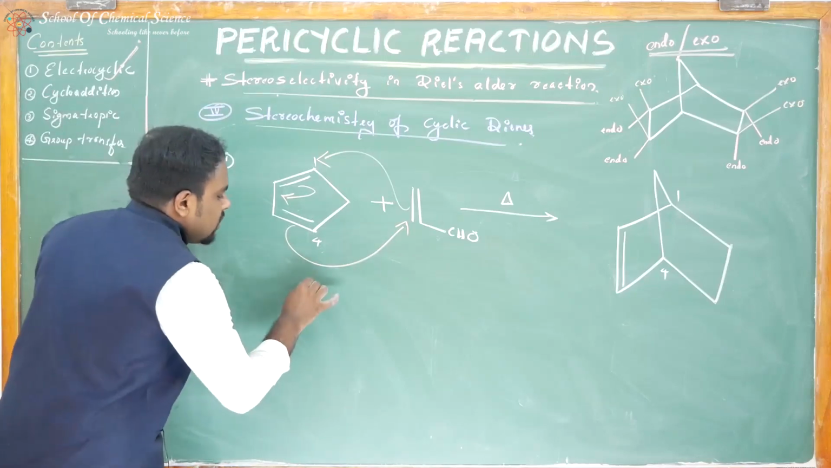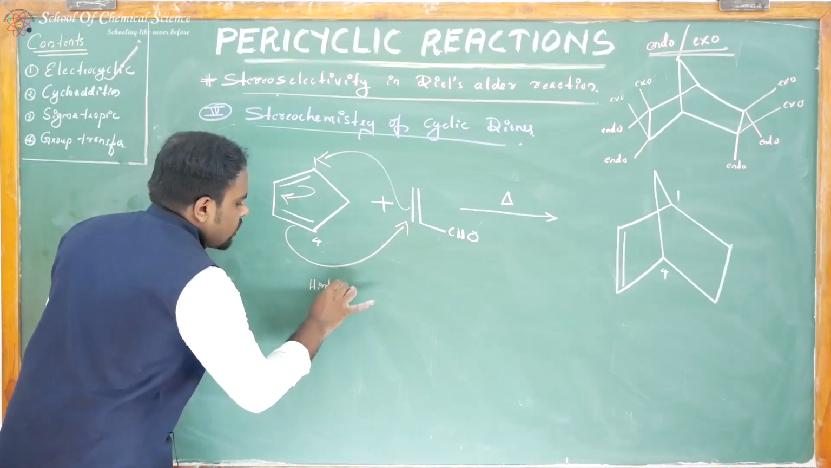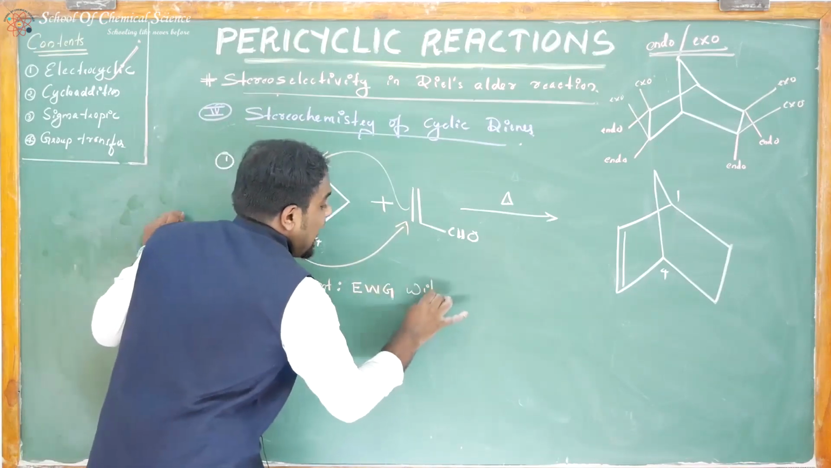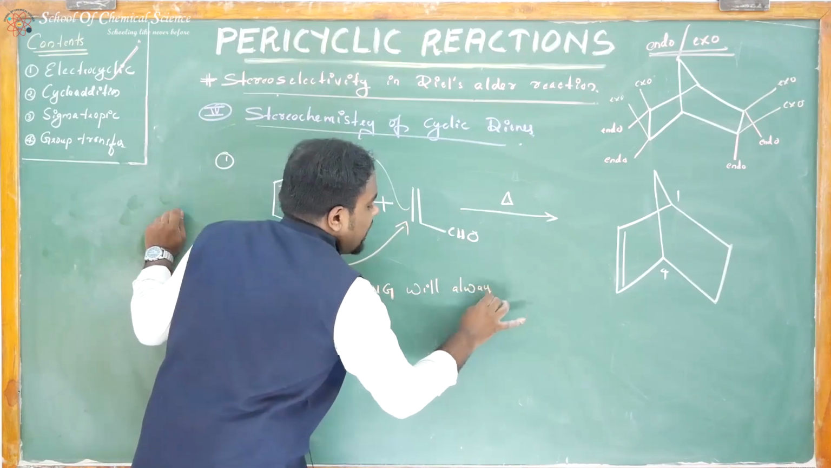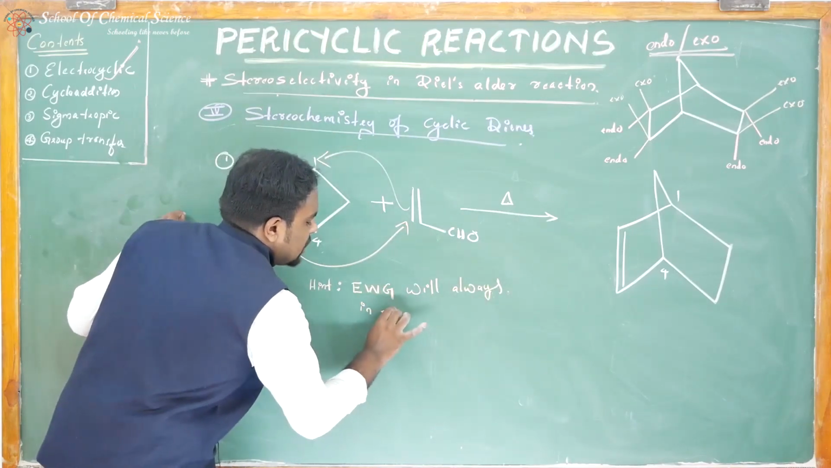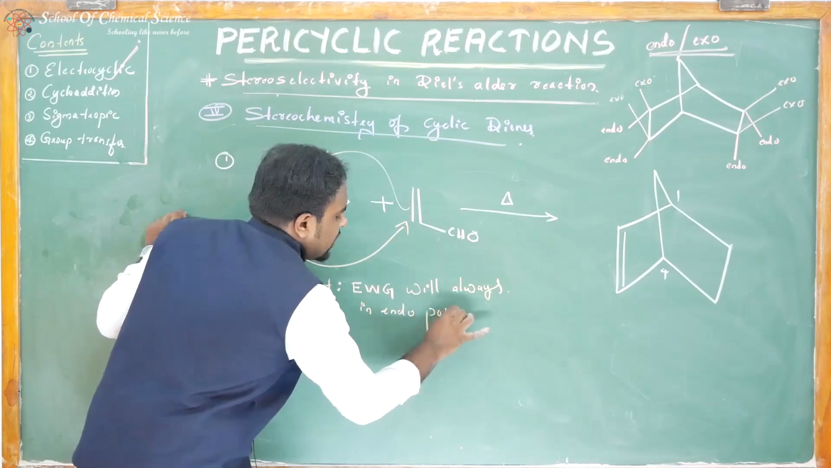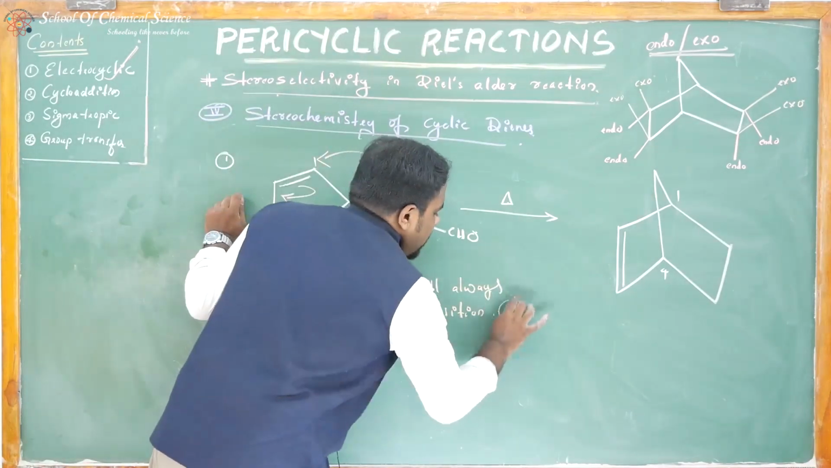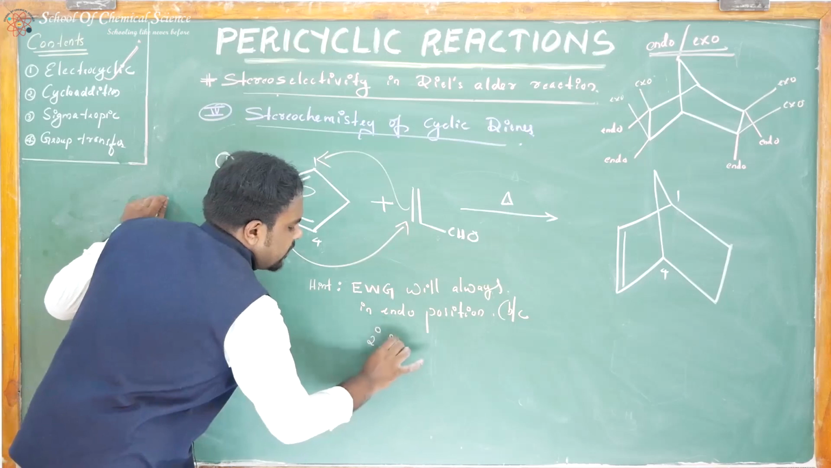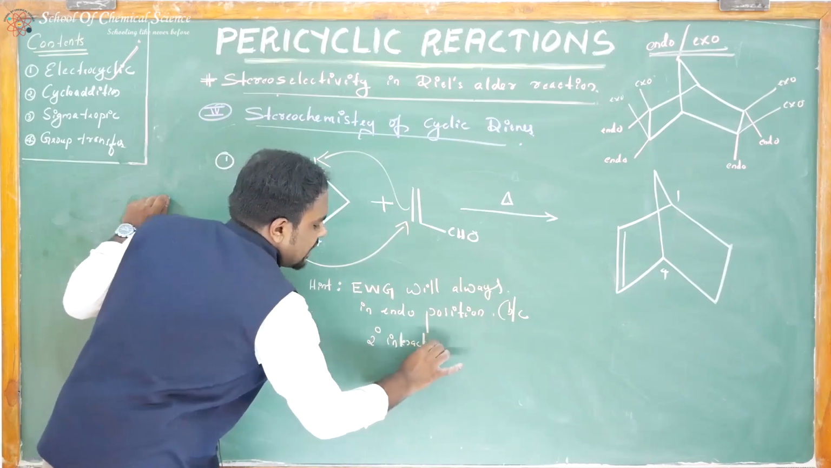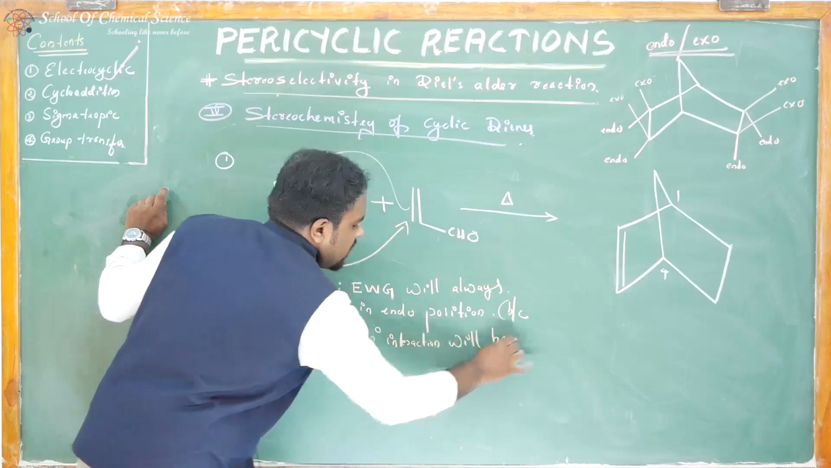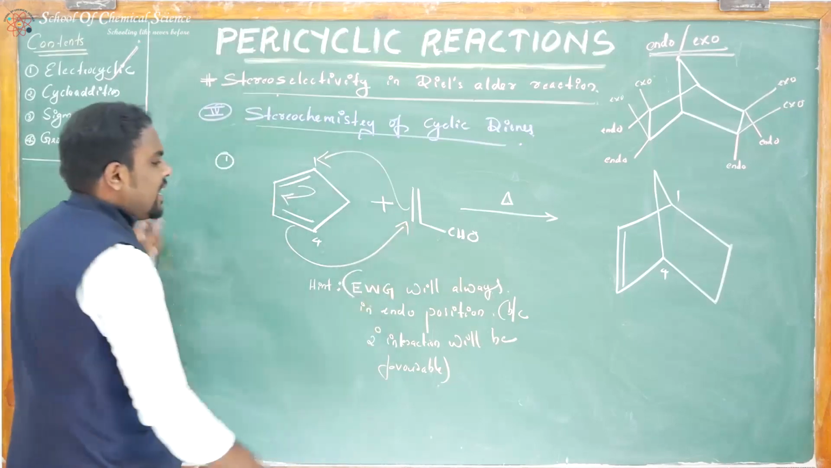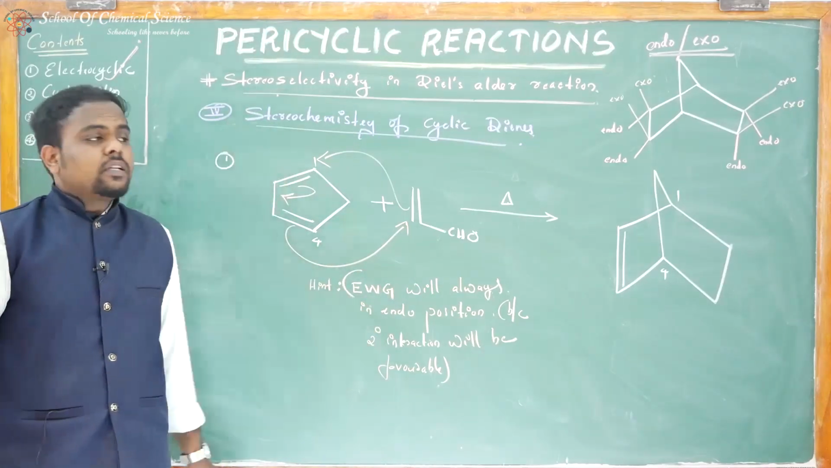This is the hint. An electron withdrawing group will always be in the endo position, because the secondary interaction will be favorable. So the electron withdrawing group will always be in the endo position.